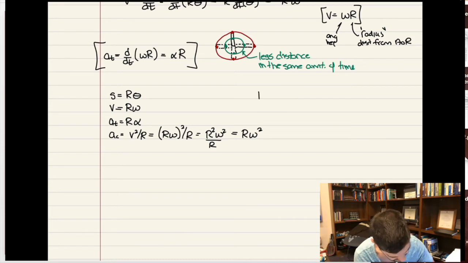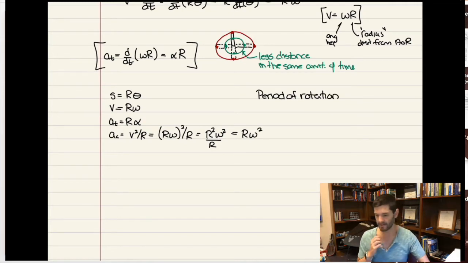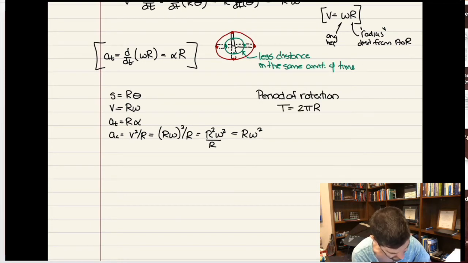Some other things you might say, right? What is the period of rotation? Remember, that was how long it takes to complete one full circle. Previously, we defined it as, well, it has to travel the full circumference of the circle, and it's doing that at some velocity. How quickly it covers a certain distance depends on the distance divided by the velocity it's covering that distance.